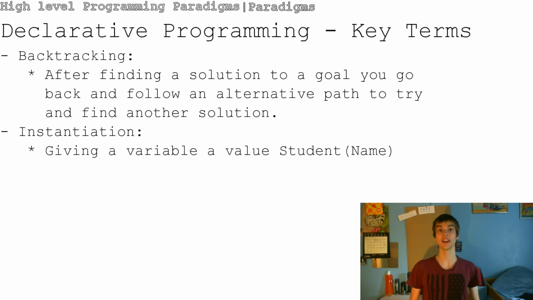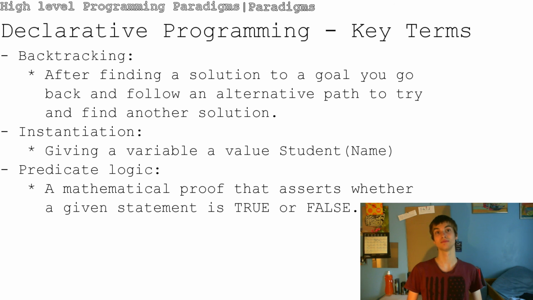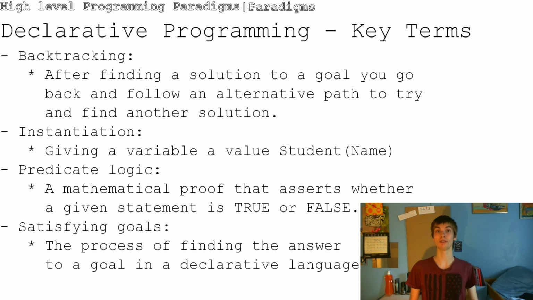Instantiation: giving a variable a value, so for instance student and the name. Predicate logic: a mathematical proof that asserts whether a given statement is true or false. Satisfying a goal: the process of finding the answer to a goal in a declarative language.